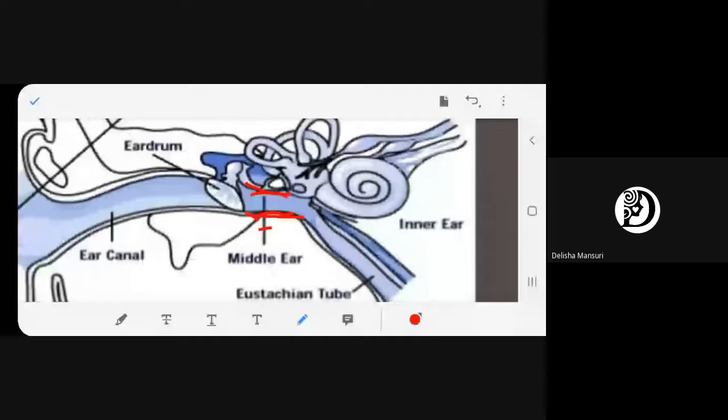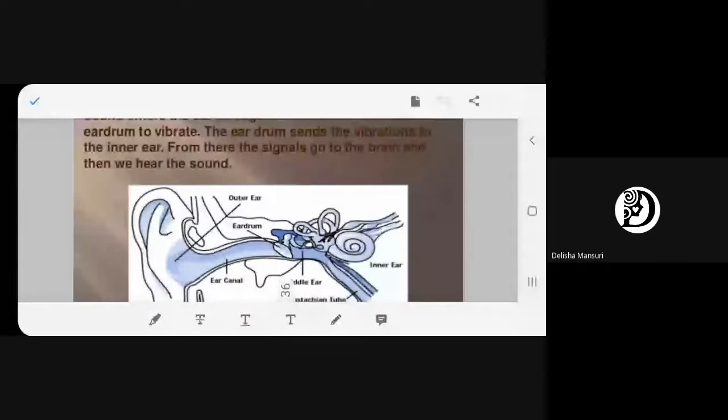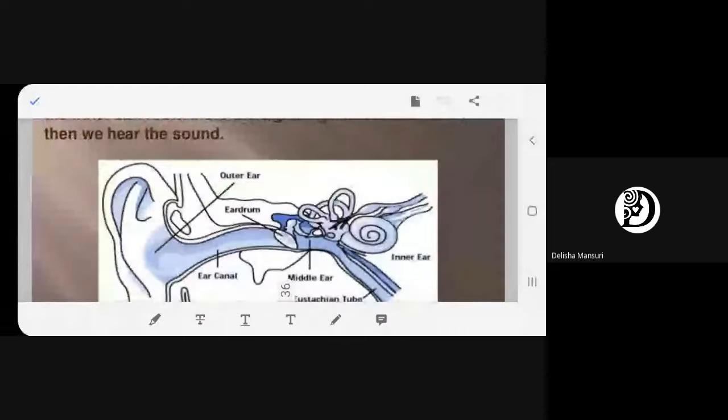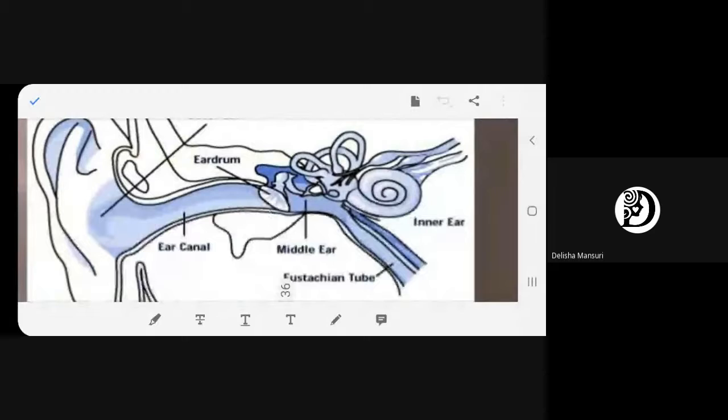And again, it will reach all this portion of the middle ear, and then it will go here to the inner ear. So there are three parts: outer, middle, and inner ear. What is reaching the middle ear? The vibrations. From there, it goes to the inner ear. From the inner ear, it goes to the brain by this eustachian tube. Got it? And then the brain registers. When it goes to the brain, it registers what we have heard.